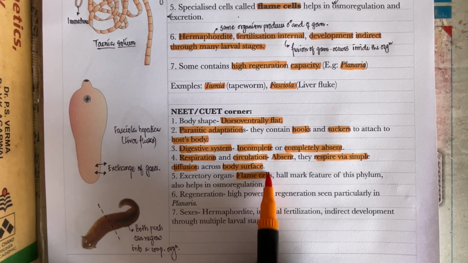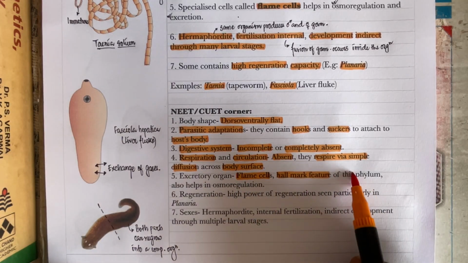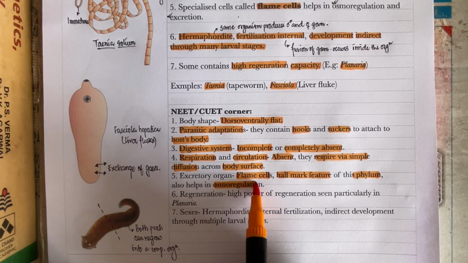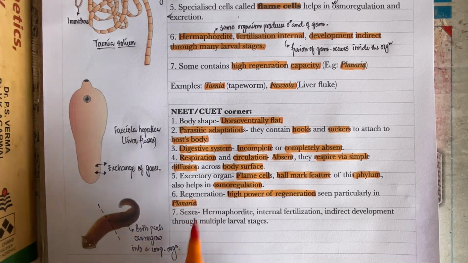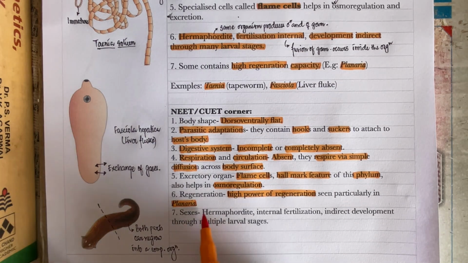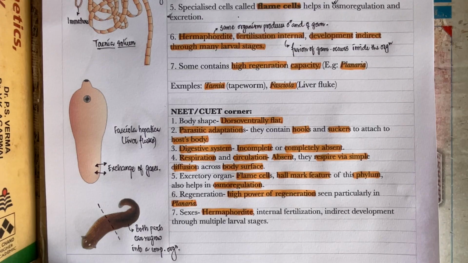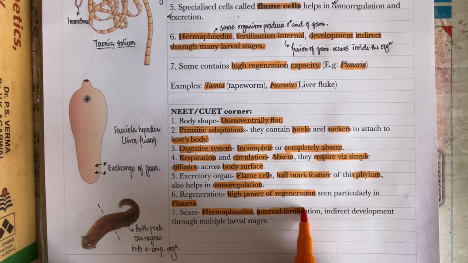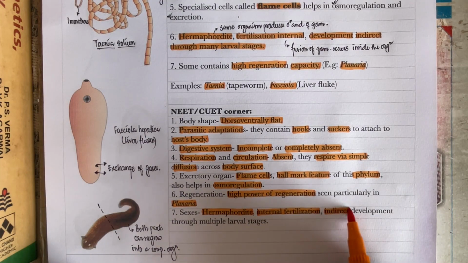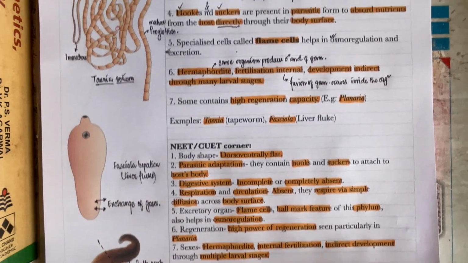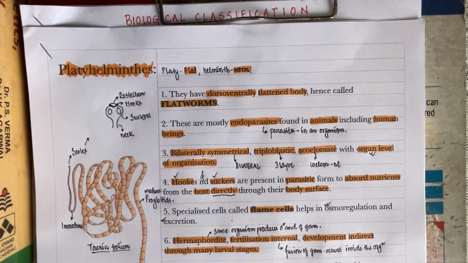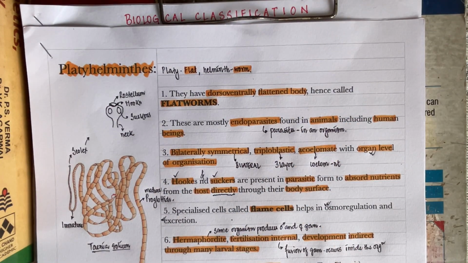Excretory organ is flame cells, which is the hallmark feature of this phylum, and it also helps in osmoregulation. They have high power of regeneration, seen practically in this organism called planaria. They are hermaphrodite in nature. That means the same organism contains male and female structures and produces male and female gametes. Their fertilization is internal. Their development is indirect through multiple larval stages. So these are the few points that you need to remember regarding the phylum Platyhelminthes, right?